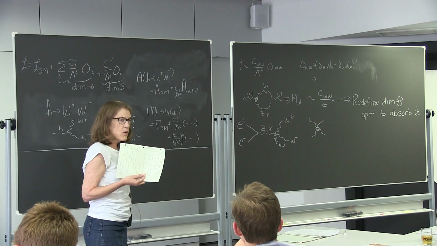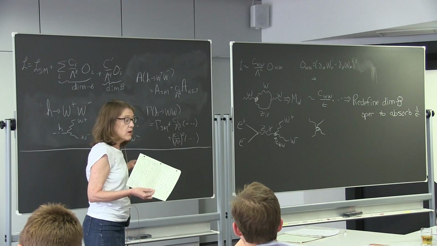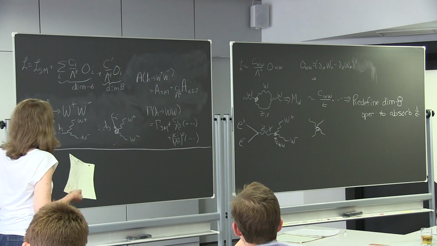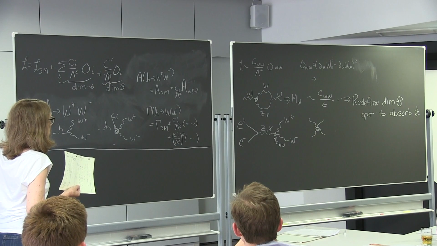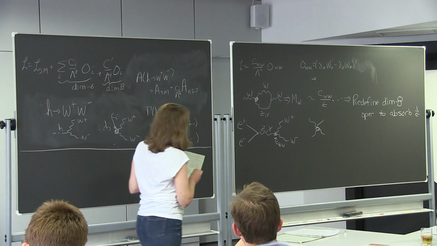Is that clear? Are there any questions? Yeah? Where did the Z come from? Where did the what come from? The Z. So you wrote that effective operator with O sub WW, and you wrote the loop with the coupling to the Z. I think I missed something. Oh, yeah, because I wasn't being careful.